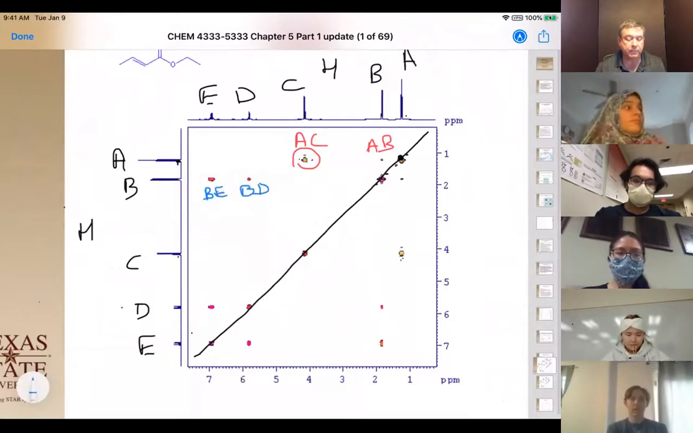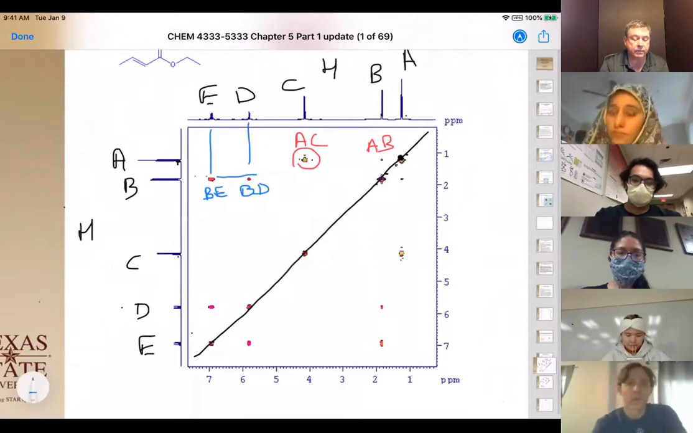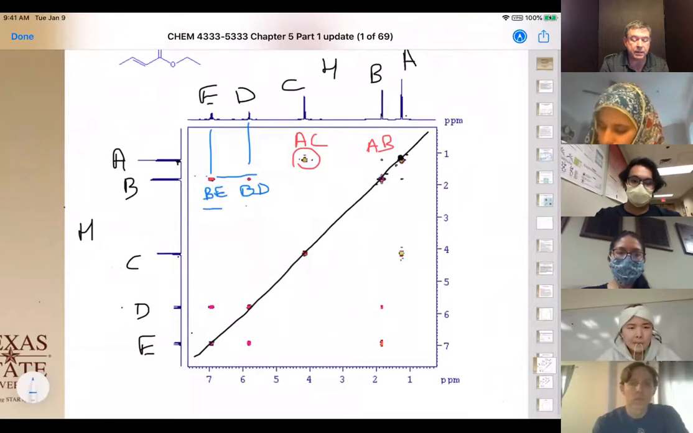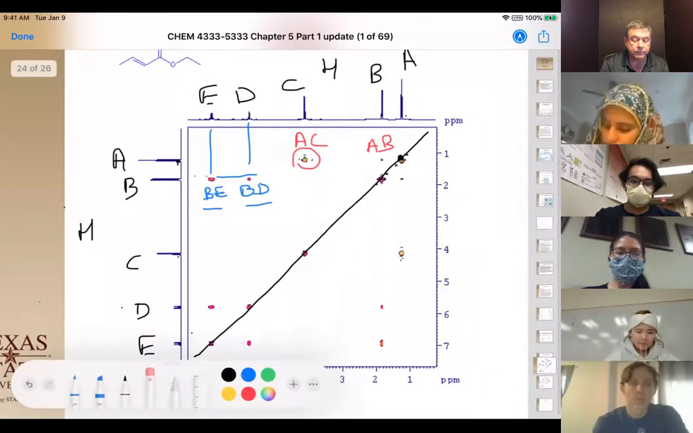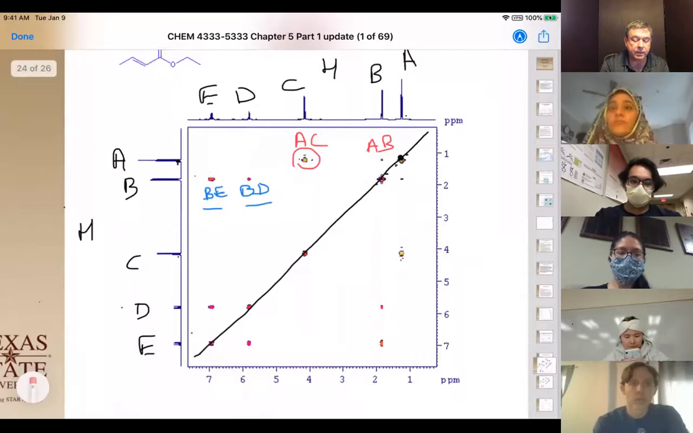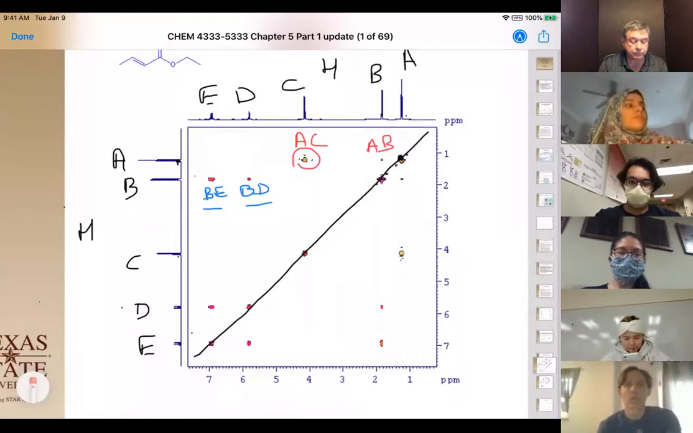Okay, so the next thing we see here is we have a BE peak and a BD peak. Okay, so the B is from this side here, and notice that D and E are from here. So by correlating them, that means we have a BE peak and a BD peak as well. Okay, and those are pretty decent, which means that B is probably next to this E and D somehow.